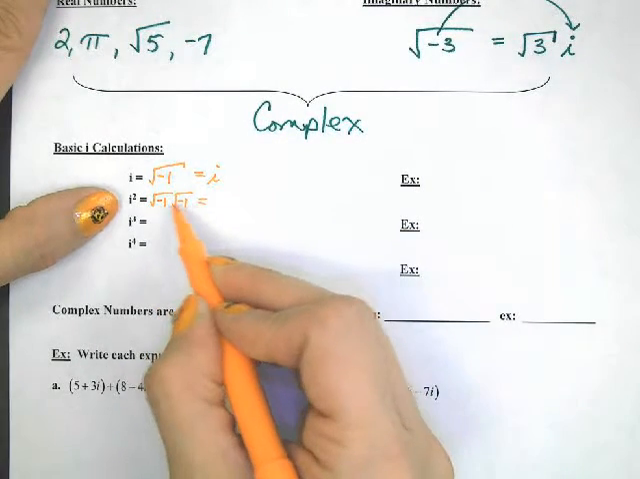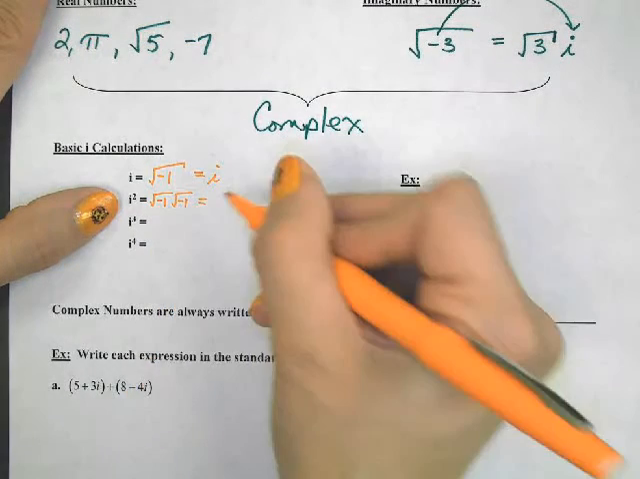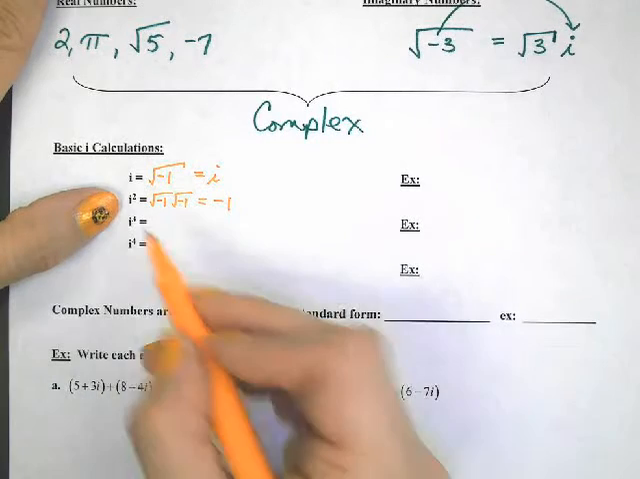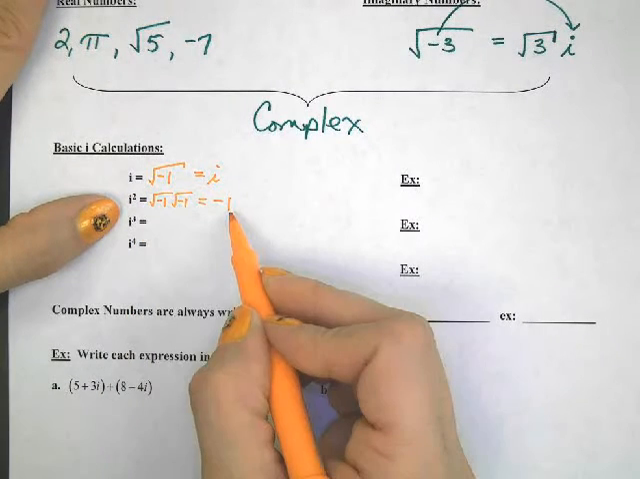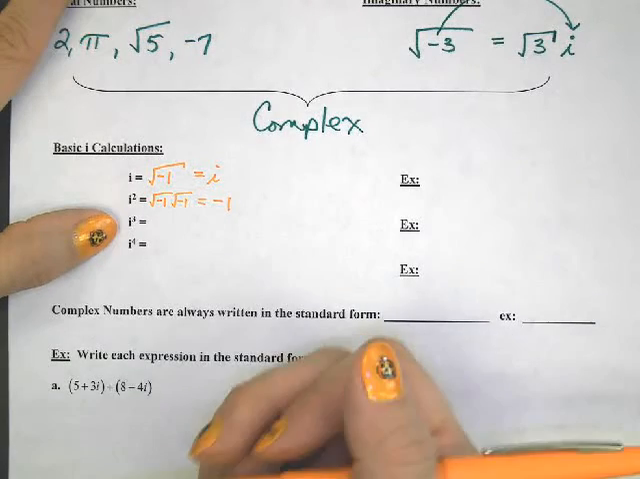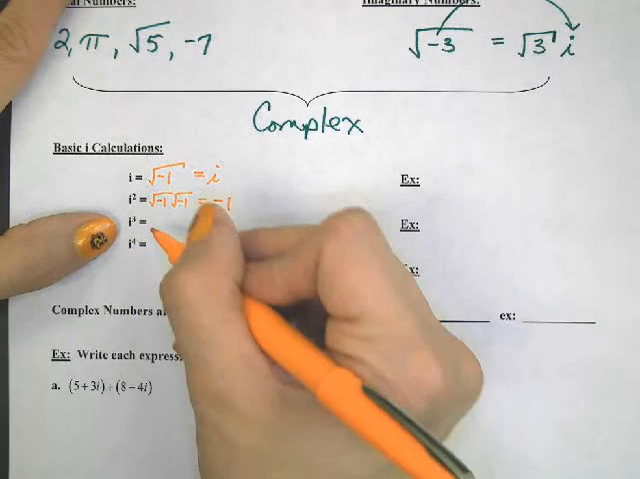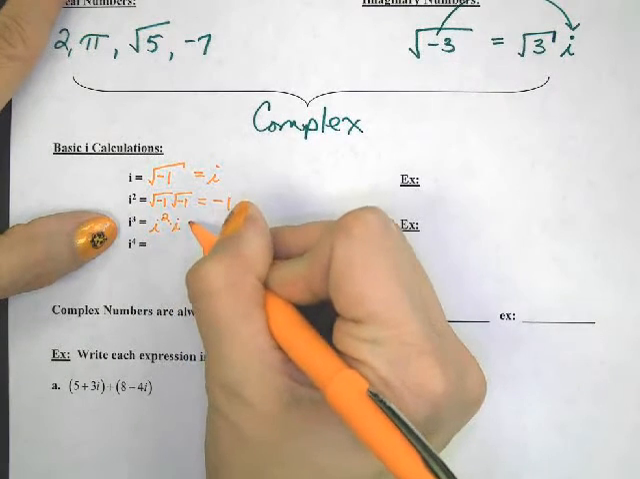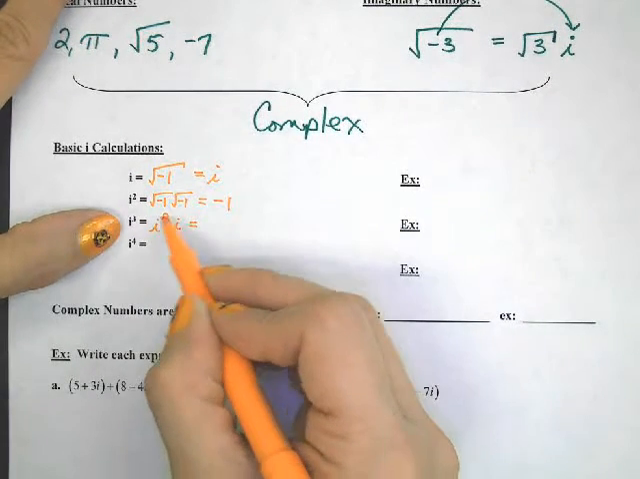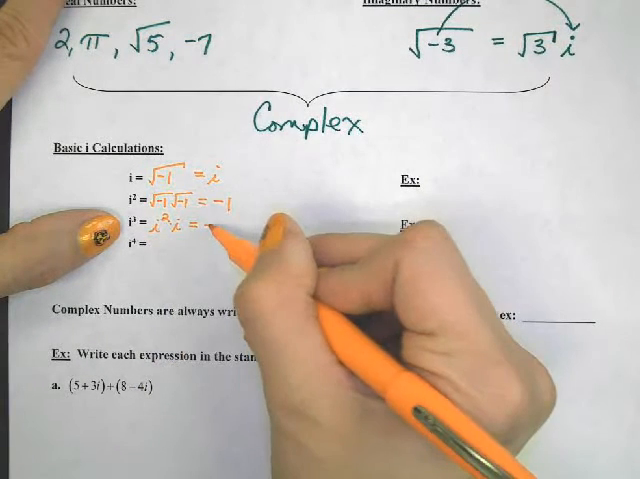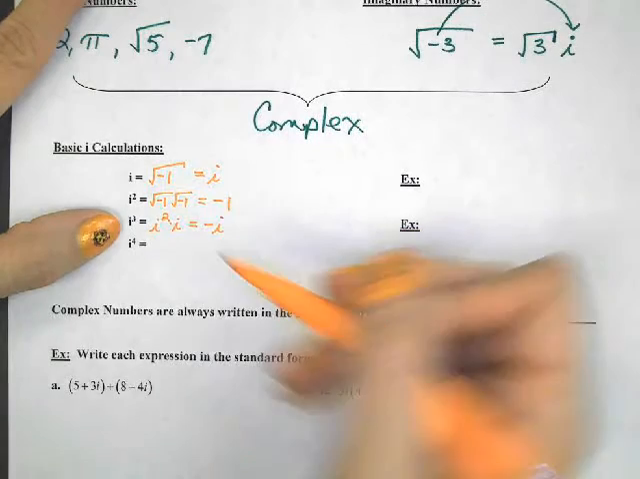And a radical times a radical cancel each other out, and we get negative 1. Okay, when I say i squared, you say negative 1. i squared. Did you say negative 1? Okay, i cubed is i squared times i. All right, when I say i squared, what do you say? Negative 1. And we have the i, so negative i.